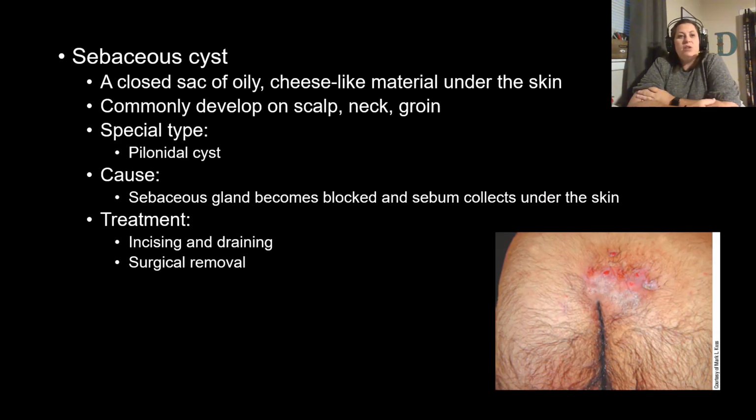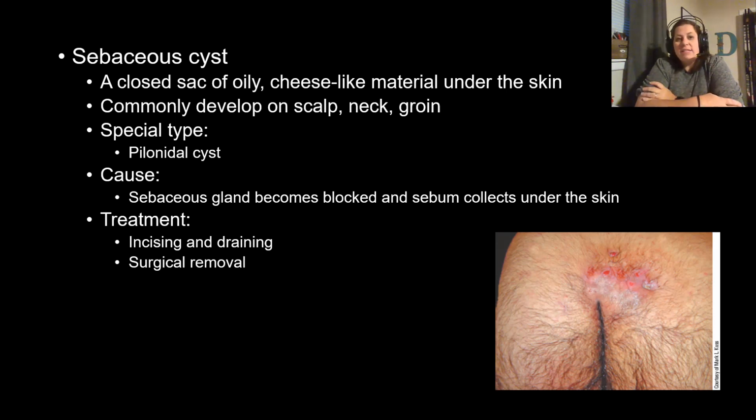Sebaceous cysts, these are a closed sac of oily, cheese-like material that collects underneath the skin. These commonly develop on the scalp, neck, or groin region. We see that there's a special type called the pilonidal cyst. This is found right at the very top of the butt crack, in a sense. Okay, it's going to be right there where that merges. That's going to be an area that is a special type of sebaceous cyst.